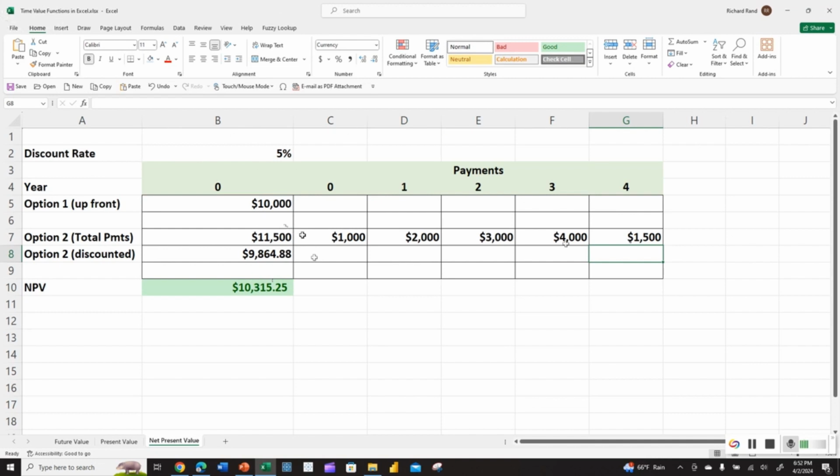Because the present value of these payments, which are not all the same, right, is actually $10,315.25. And I can do this with net present value because I can't do it with future value, because these payments aren't all the same. So the future value function doesn't work, but the net present value function does work in this case.